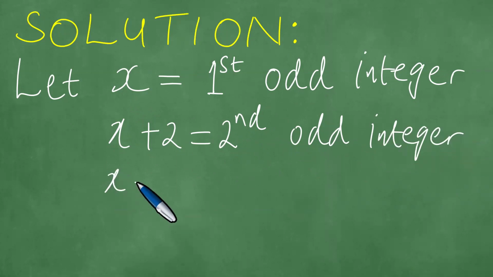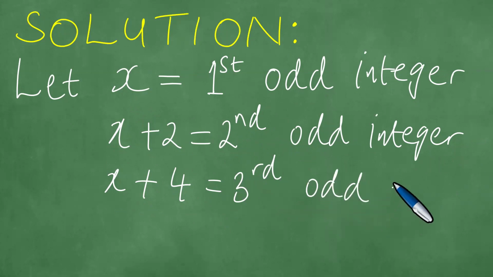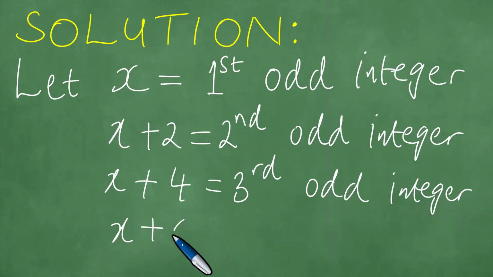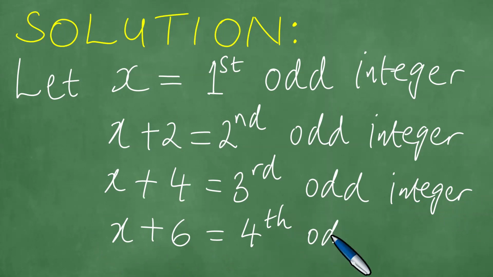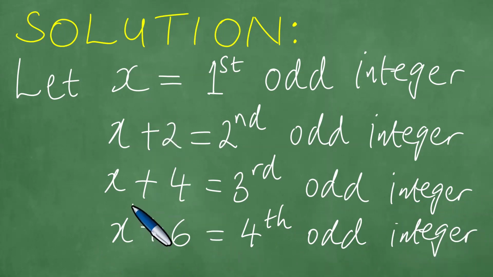Right. After x plus 2, then the next one is going to be x plus 4, which is the third odd integer. Right, after x plus 4, the next one is going to be x plus 6. Right, x plus 6 is going to be the fourth odd integer, like so. Now we can add them up as follows and then say hence.